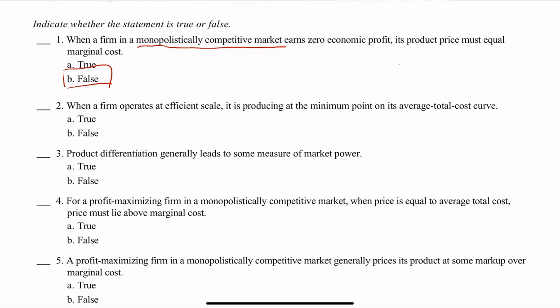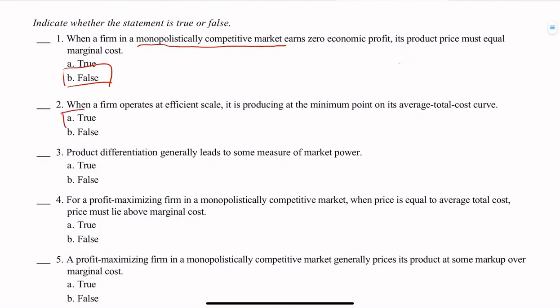Okay, second, when a firm operates at efficient scale, it is producing at the minimum point on its average total cost curve. I think we have actually seen this same true-false problem in the previous chapters. So the answer here is the true statement, and we learned if you have an ATC curve like this, then the quantity which minimizes ATC is the efficient scale.